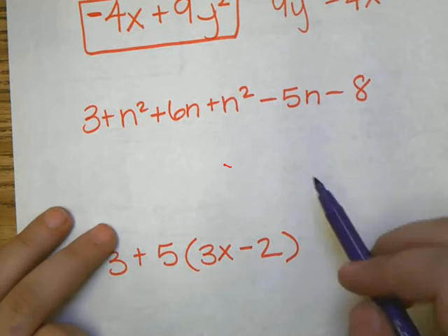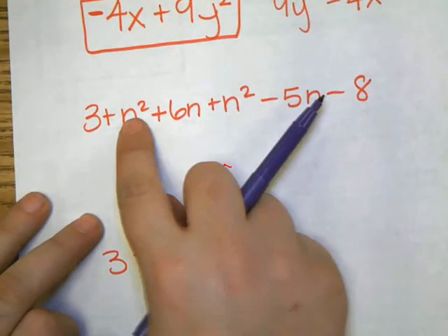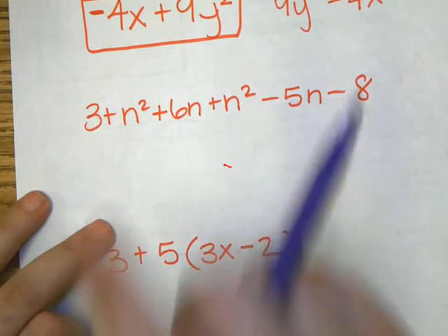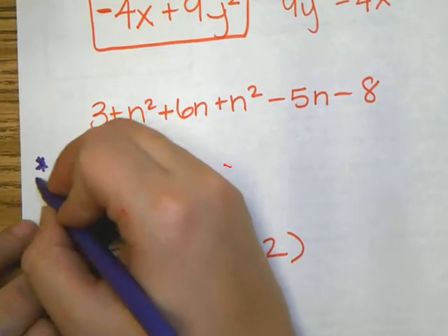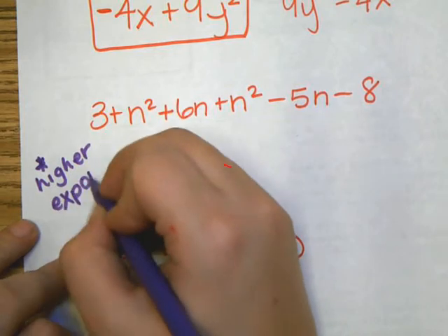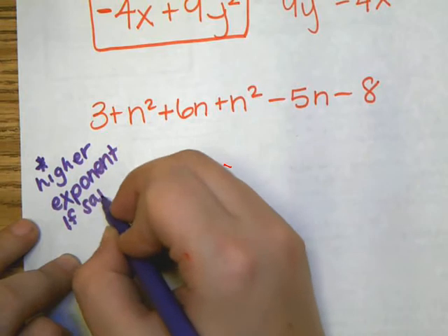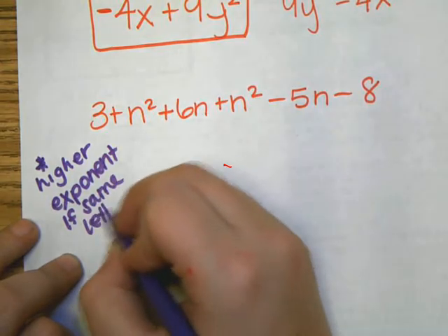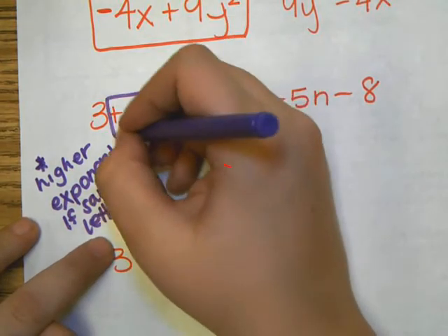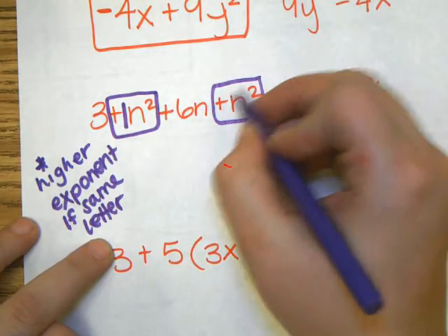Okay, let's take another look at another example like this. If we look here, I see lots of n's here, but they have to be the same variable and exponent. So if you see that they all have the same variable but some have exponents, you start with the higher exponent if they have exponent, if same letter.